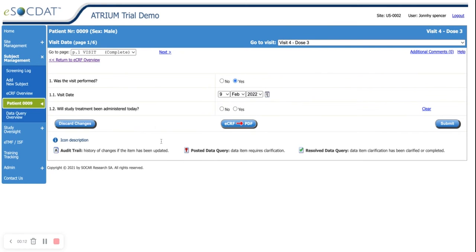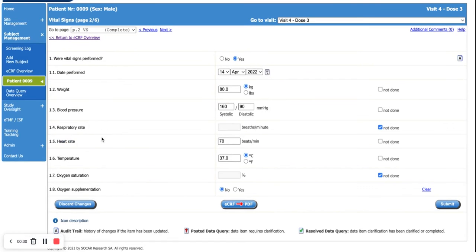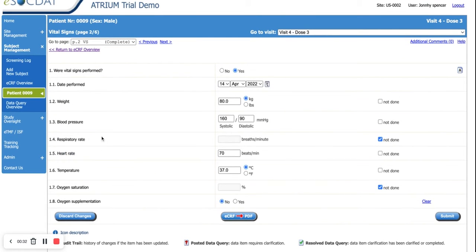Within this visit, there are 6 forms that will be completed. The first page, you'll record if the visit was performed, the visit date, and if the study drug will be administered during this visit. Dose 3 is required to be administered during Visit 4. The second page within Visit 4 is the vital sign page, which you've seen in the previous visits.